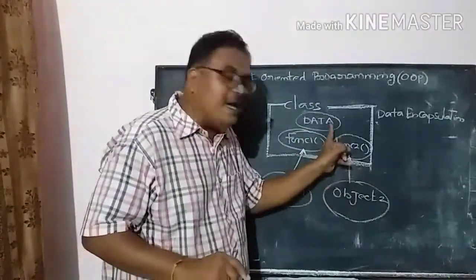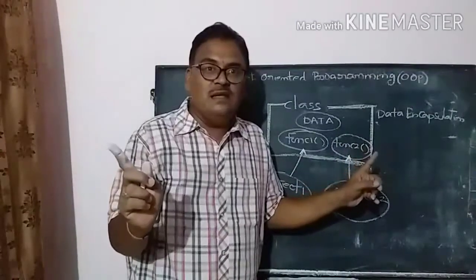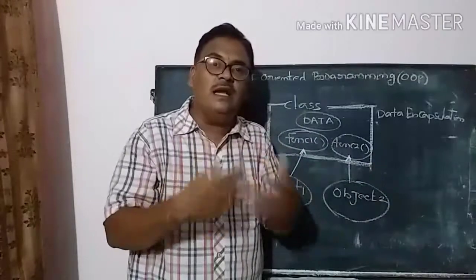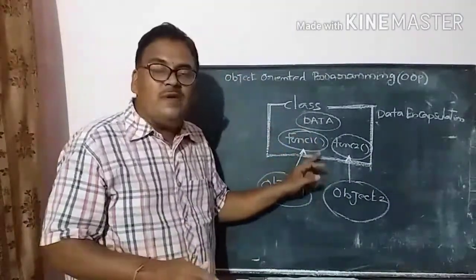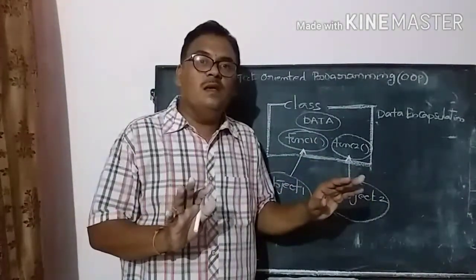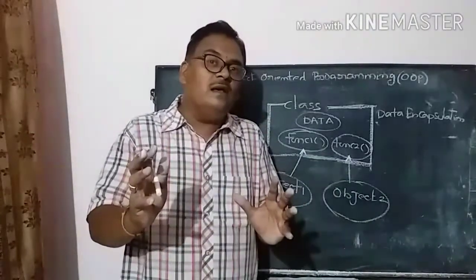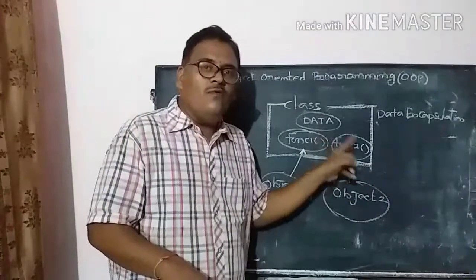So this is data hiding. Data cannot be visible like in structures. In structures data can be visible, and any function can use the data. But coming to OOP, it cannot be visible to the outside world. It is hidden. So how can we utilize data from the outside world? Indirectly, through functions.